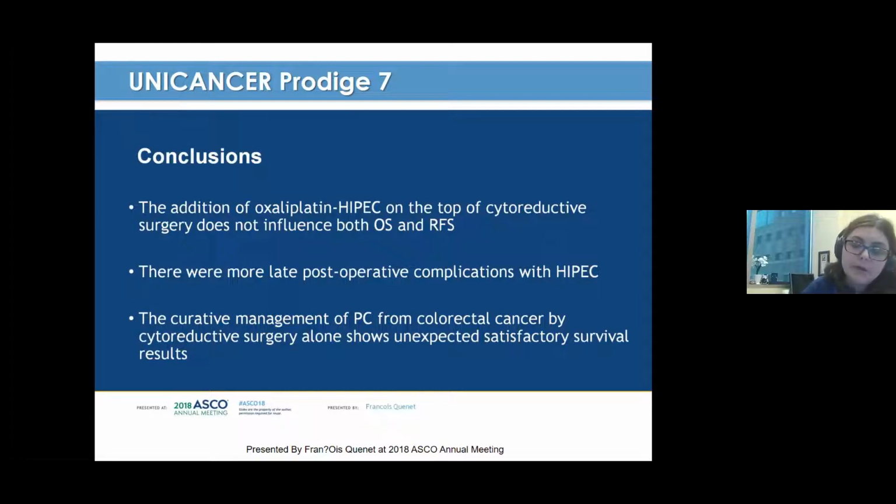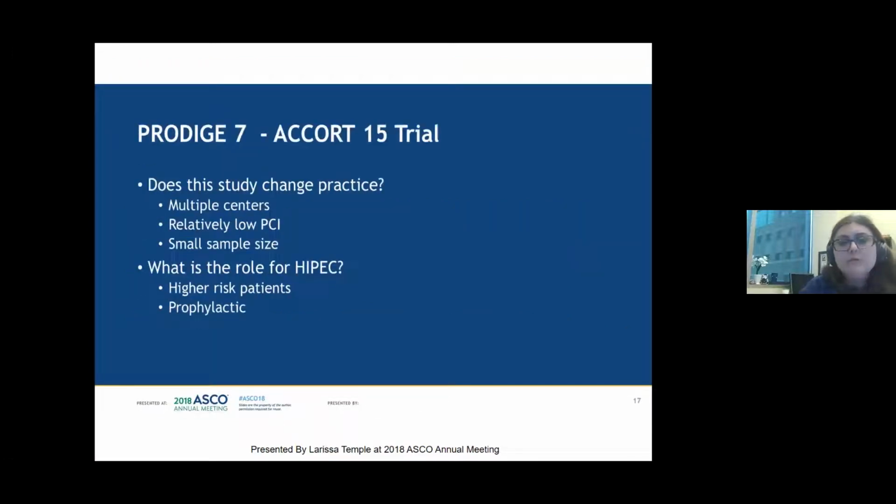Again, we're talking about 17 centers in France who are extremely well trained on this. Also, there's plenty of data that says the more successful a center is, the more trained the surgeons are, and it has been well published on that. So where does it lead us? Does this study change practice?